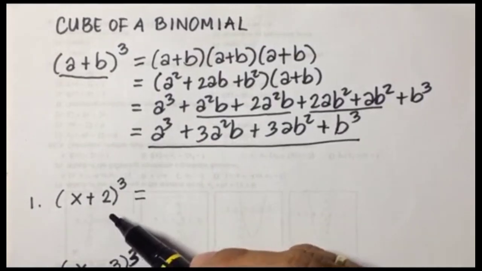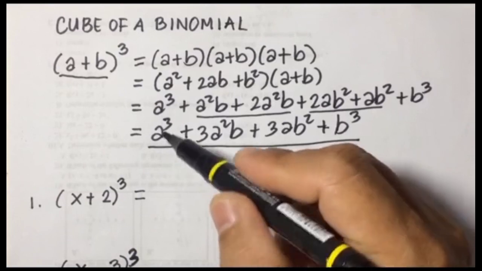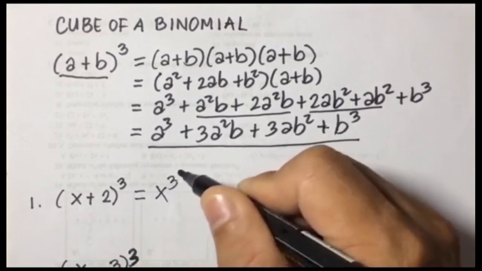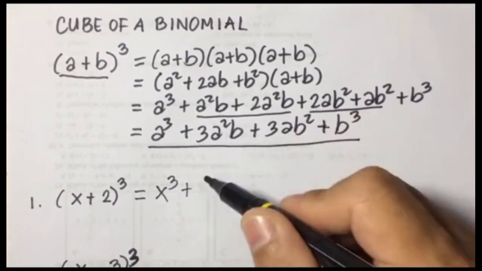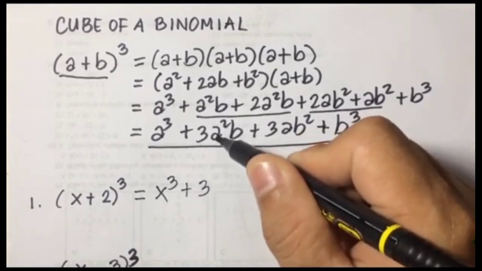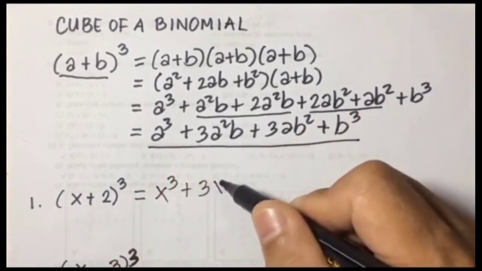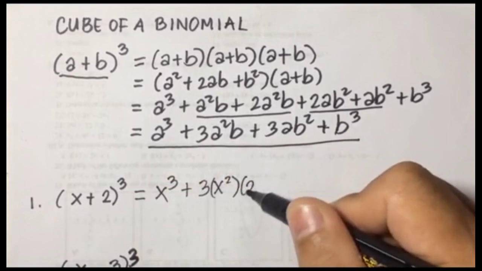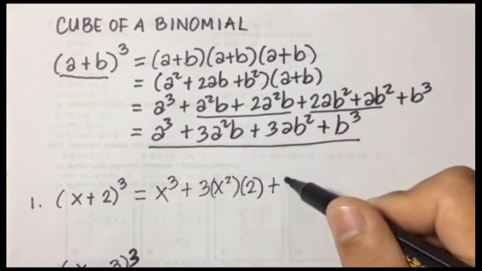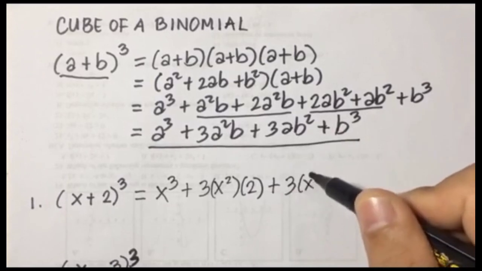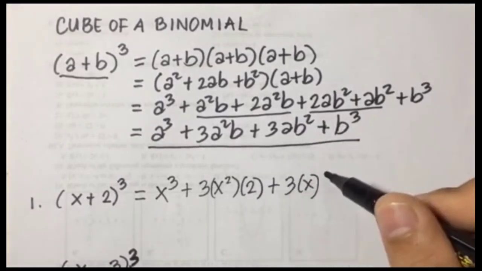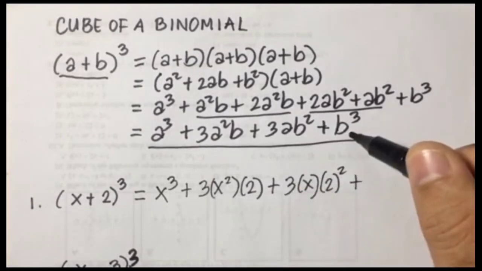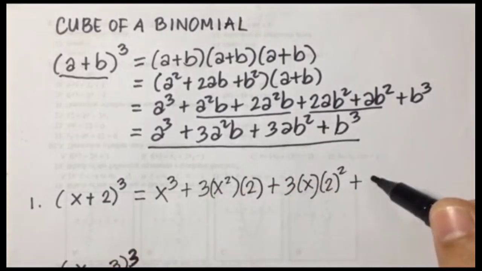Example number 1. The quantity of x plus 2 cubed. For your answer here, the first term will be the cube of the first term. So our first term here is x, we're going to have x cubed. Then for the second term, we're going to have 3 times the square of the first term, so x squared, then times the second term, which is 2. Then the third term will be 3 times the first term x times the square of the second term, that will be 2 squared. Then lastly, the cube of the second term, so you're going to have 2 cubed.